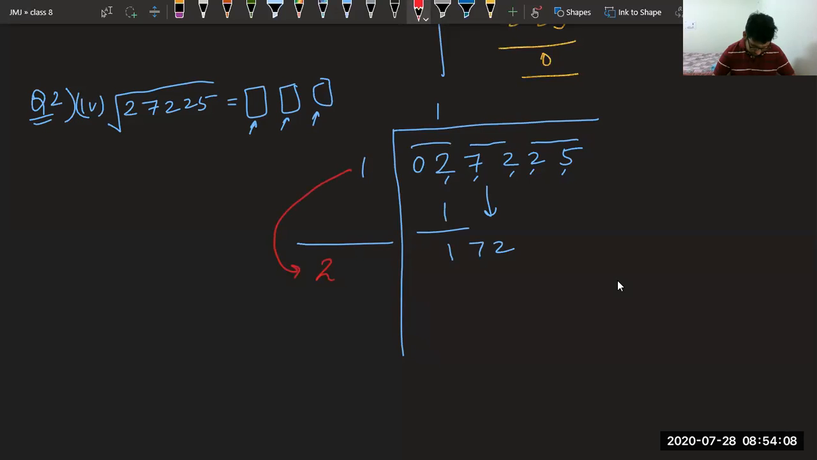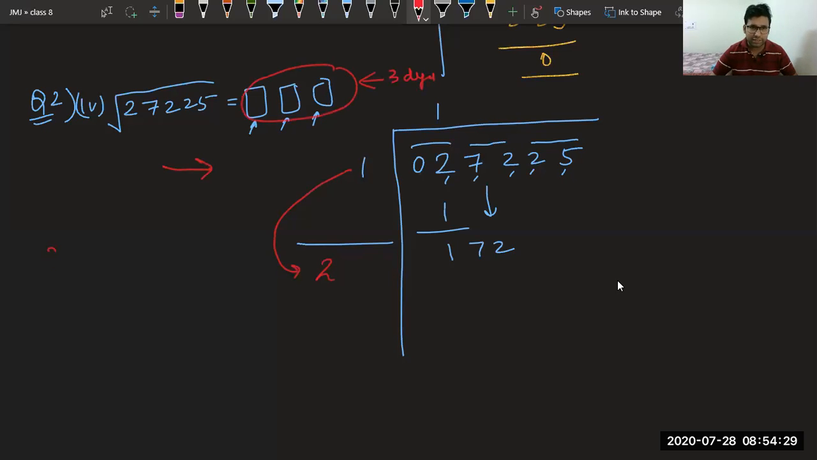Okay. Oops. The question was asking only the number of digits. Still, I am solving this. The answer is 3 digits. Now this part is from our side. We are solving from our side. Now tell me which number should we take over here to get 172.